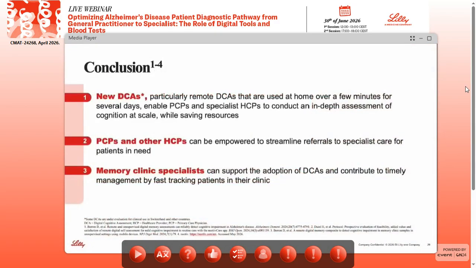So we have new digital cognitive assessments, and particularly remote digital cognitive assessments that are used at home over a few minutes per week, but for several days or several weeks. I think they save resources for primary care physicians and also specialists, and while they save resources, they enable in-depth assessment of cognition at scale.